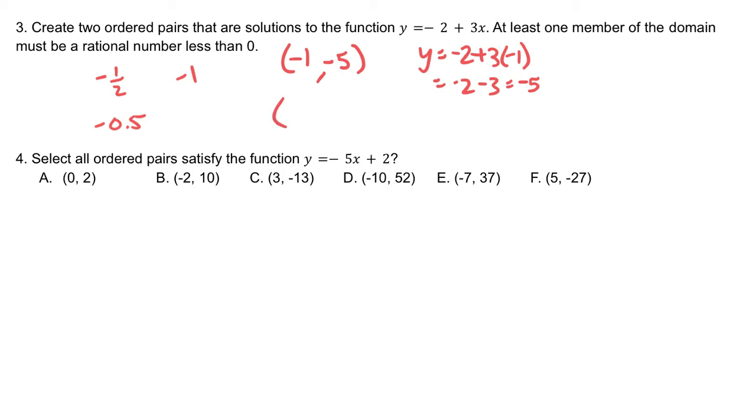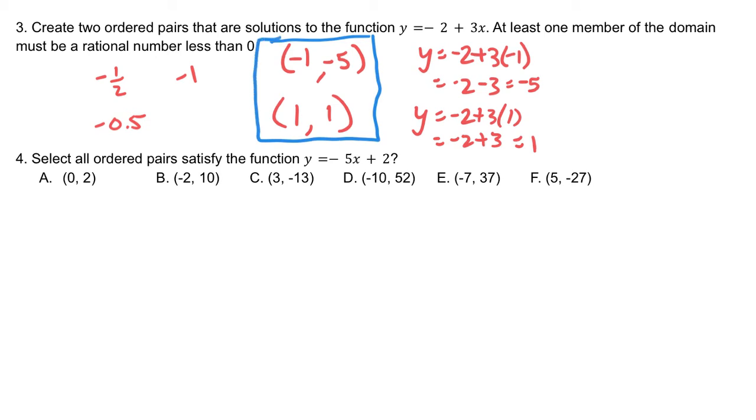And then, you know what? It must be a rational number less than 0. I'm guessing that should be good. I mean, maybe I'll just do 1. So I'll choose my domain number, which is the same as the x, to be positive 1. So I'll go y equals negative 2 plus 3 times positive 1 this time, which is negative 2 plus 3, which is 1. So this right here, this is my answer.